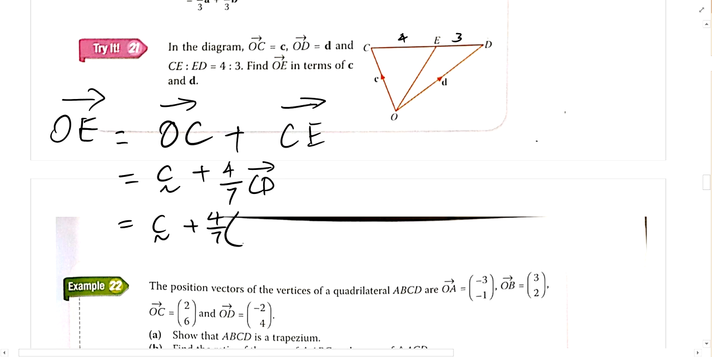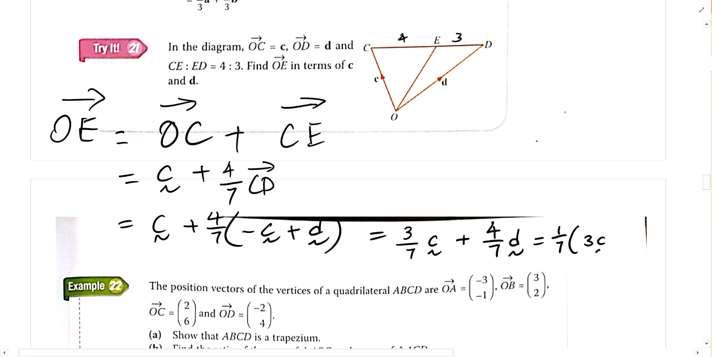What is the vector CD? From C to D, instead of going directly, yes, negative C plus D. And what is the answer? C minus 4 over 7 of C plus D must be 3 over 7C plus 4 over 7D. This is the answer. Alternatively, you can leave it as 1 over 7, 3C plus 4D. Both are acceptable.